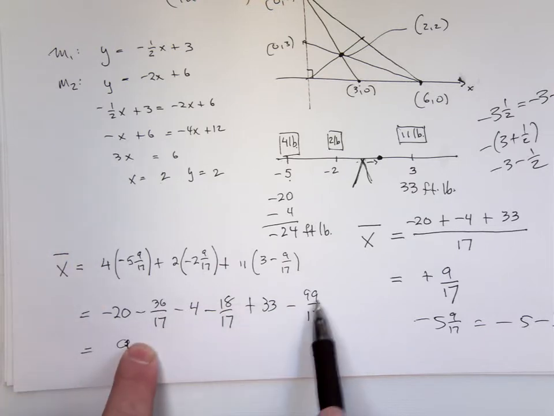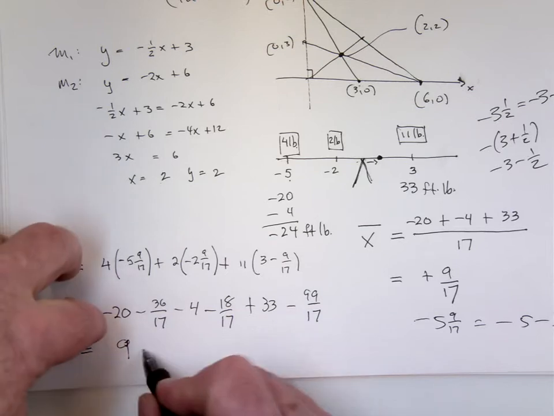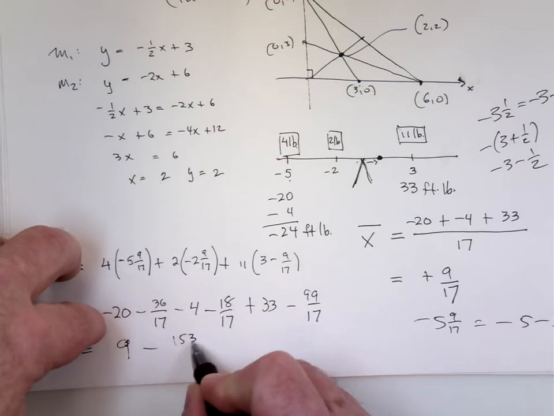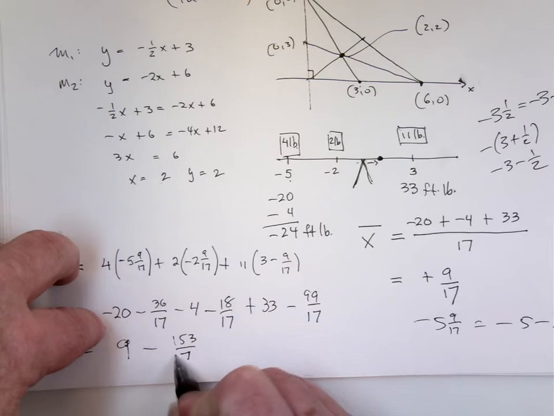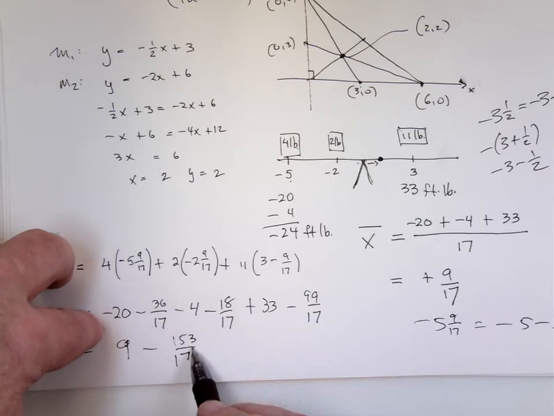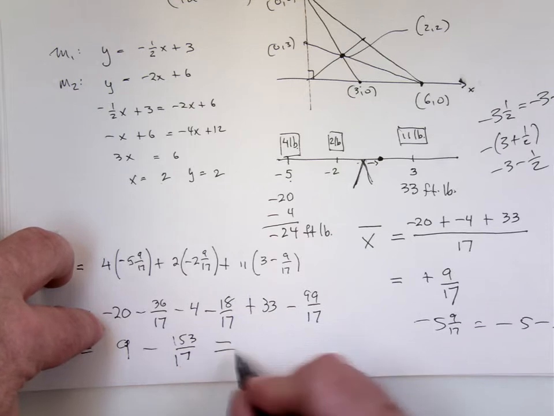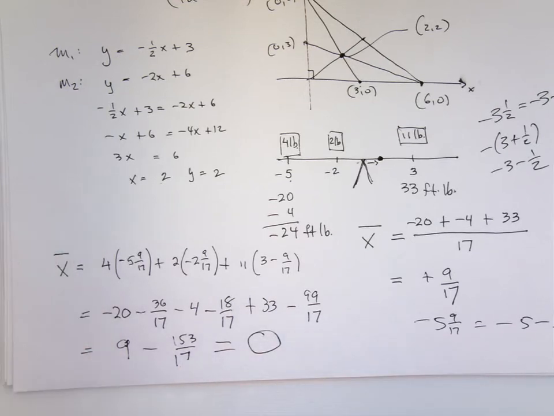It's a -153/17. 17 goes in there how many times? 9 times. 9.25. No! No, I can see it. It comes out 9 exact. Oh, I misread. Okay. There we go.